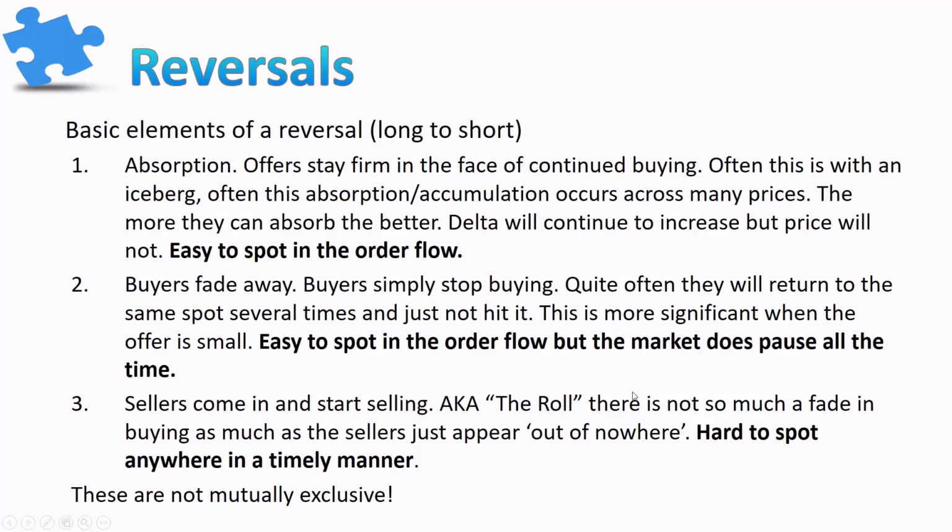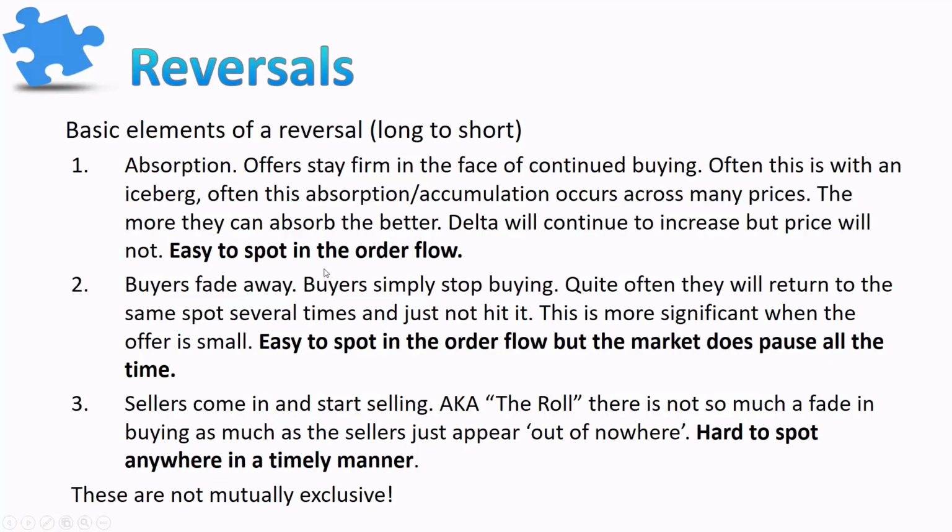So the first element of a reversal is something called absorption. This is where the buying continues, but the ceilings no longer break. The ceiling will either be too thick, or as buying consumes the ceiling, more limit orders come in and build that ceiling back up before it can be consumed. This rebuilding of the ceiling as it's being consumed is what's known as an iceberg order. In terms of being easy to spot, this is absolutely the easiest. It's right there in your face. You can't miss it.